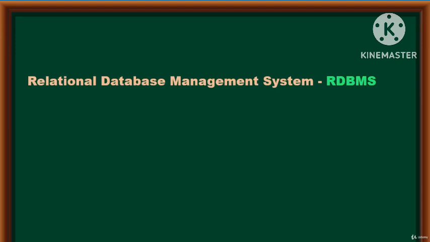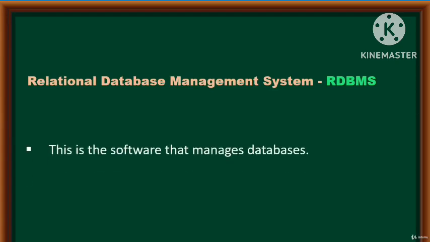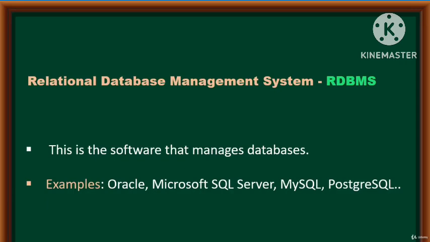Next, we're going to look at what a relational database management system is, also referred to as RDBMS for short. A relational database management system is basically a software that is used to manage databases. There are several types of relational database management system depending on the vendor. Examples include Oracle, Microsoft SQL Server, MySQL, PostgreSQL, and many others.